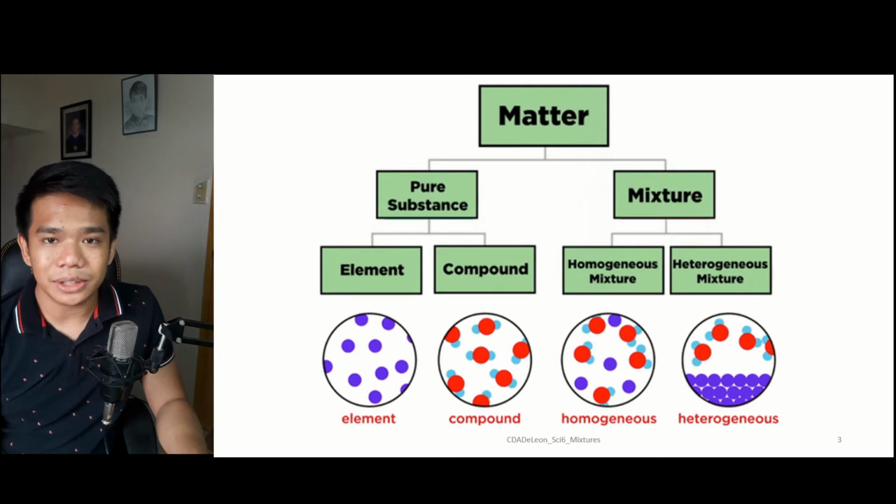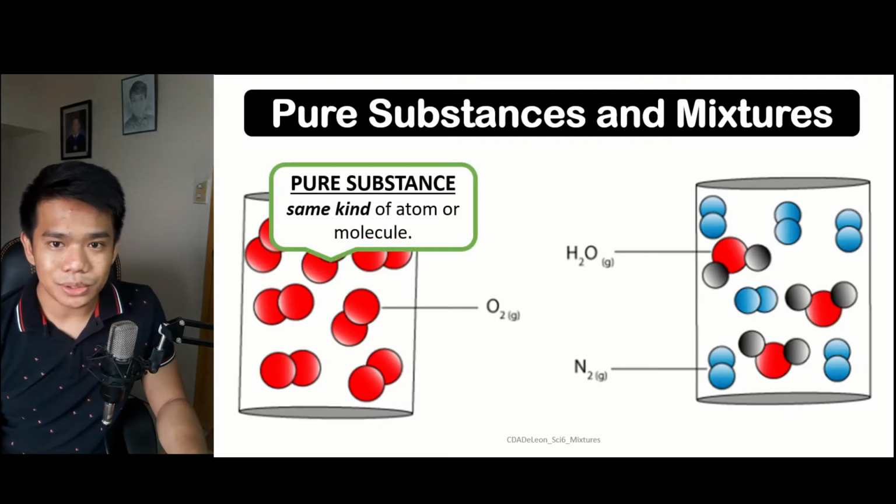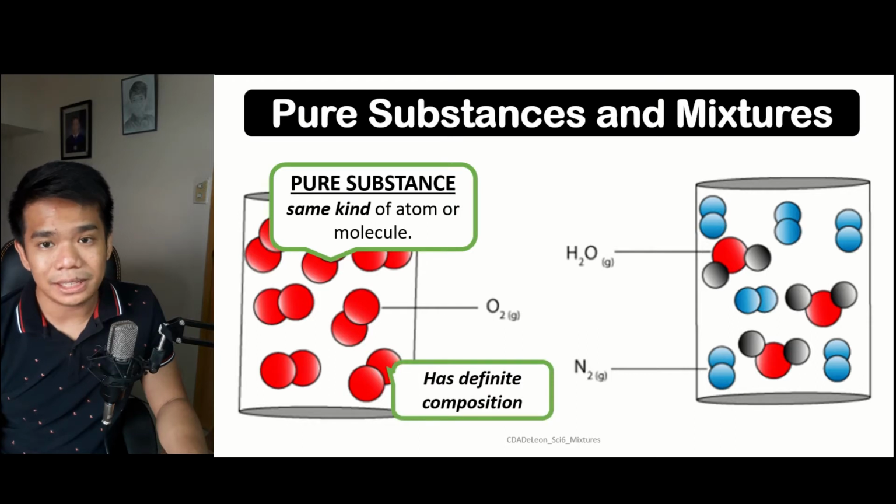Now, let us first try to differentiate what is the difference between the pure substance and mixtures. Now, pure substance, as you can see, is made up of the same kind of atom or molecule and does not have a definite composition.